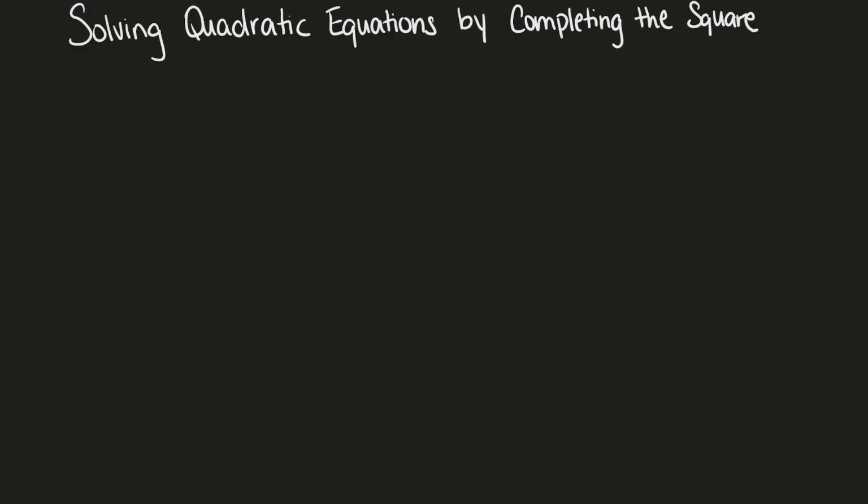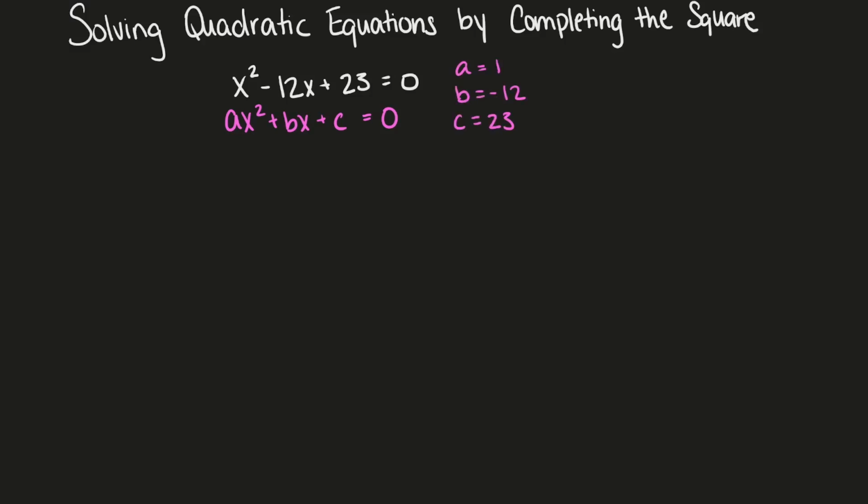Next, let's go over how to solve quadratic equations by completing the square. When we solve by completing the square, we're creating a perfect square trinomial so that we can solve our quadratic function. Let's take a look at an example of this. Say we have x squared minus 12x plus 23 equals 0. Remember, our quadratics are in the form ax squared plus bx plus c equals 0. So we still want to know what our a, b, and c terms are. In this case, our a is 1, our b is negative 12, and our c is 23.